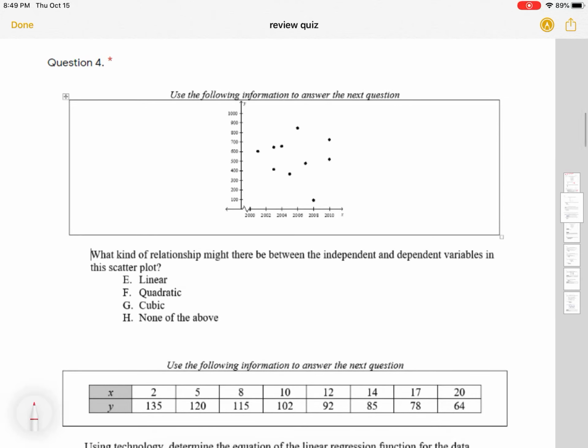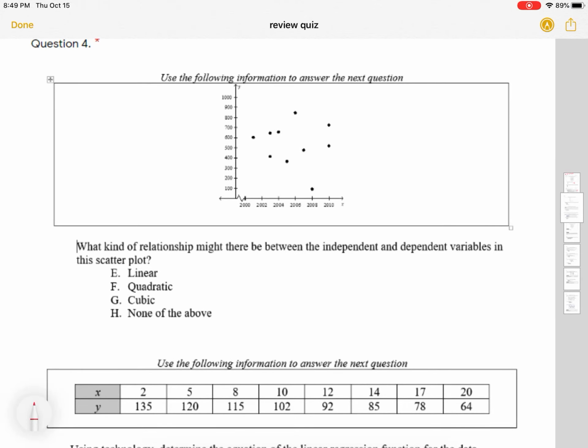Question 4, we have this scatter plot. It says what kind of relationship might there be between the independent and dependent variables in the scatter plot? Well, I don't see a linear relationship. I don't see a quadratic relationship. I don't see a cubic relationship. In fact, I don't see much of a relationship. It's a pretty scattered scatter plot.